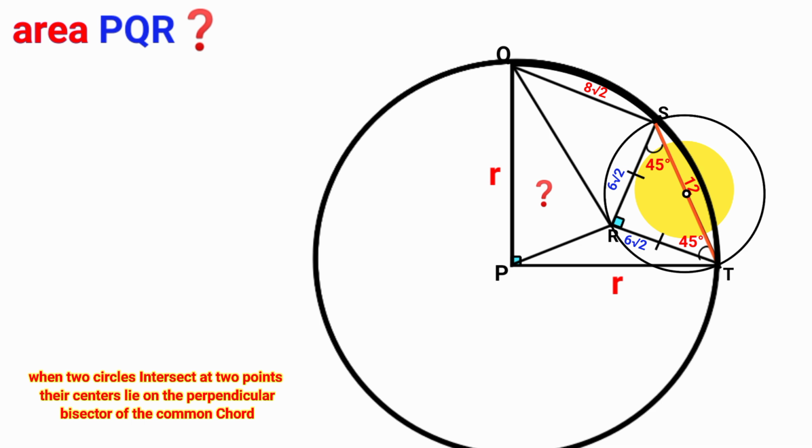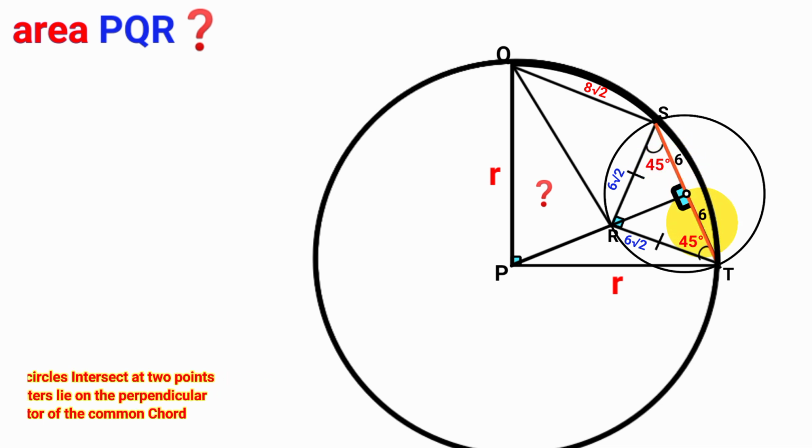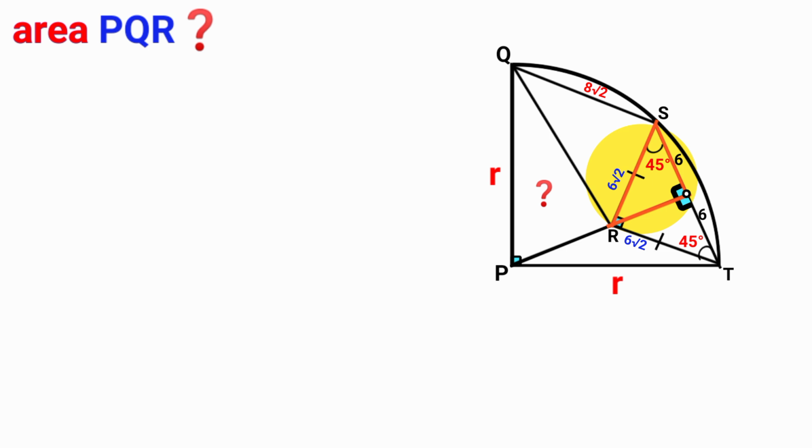So if we draw a line from this center to this center, it will be perpendicular to this line here. Since the whole length is 12, this segment and this each will be half 12, which is 6. Now look at this triangle. We know since this angle is a right angle and this is 45 degrees, that means it is an isosceles right angle triangle. So this side and this side will be equal. Therefore, its length will also be 6 units. Now back to this triangle PQR.